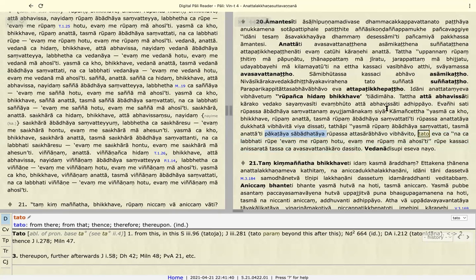Here are the two reasons. The first reason is rupassa anattatā. The second reason is the other one. Therefore, "tato eva ca". Because of these two reasons, this "ca" continues the explanation, because it's not yet finished. According to the sentence, now we can think about it. This is the Vajirārāma. Okay, thank you, Bhante. Okay.